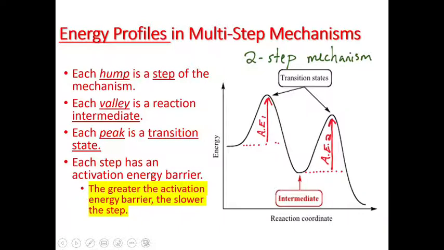So a few things to get out of one of these graphs more than anything. The number of humps is the number of steps in the mechanism. If it's a two-step mechanism like the one we see on the page up above, it has 2 humps. If it's a 3-step mechanism, it has 3 humps. The valleys are the reaction intermediates. So this reaction just has 1 intermediate. The tops of the hills are called transition states. And finally, the greater the activation energy barrier for each step, the slower that step takes place.